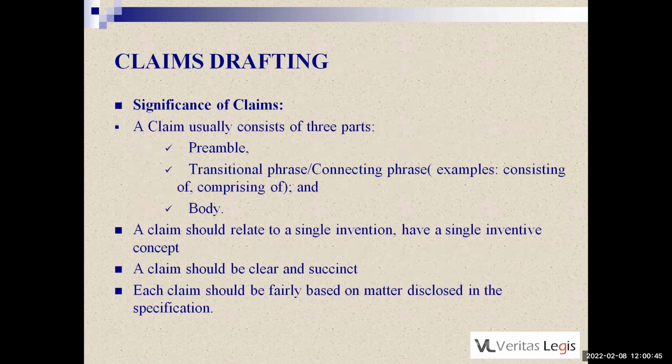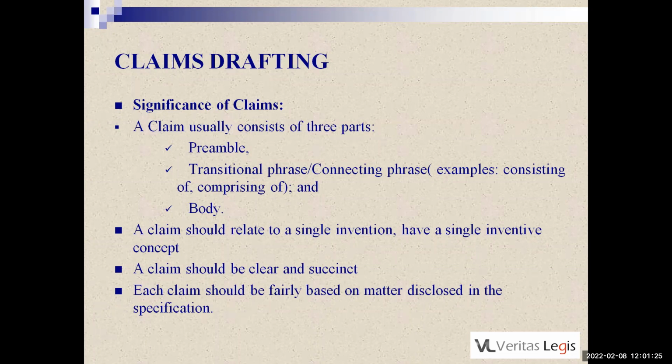Now, the most important part is the drafting, how we can draft the claims. Drafting of claims is important because, as I have told, it defines the legal boundary, the legal scope of an invention. The claims usually consist of three parts: a preamble, a transitional phrase, that is a connecting phrase, and the body. Preamble is the starting point. Like if you have made some water prevention device, it is a water prevention device. That is the preamble. But how it has been developed, what portions and parts it has inside, that is the transitional phrase, consisting of, comprising of, then the body.